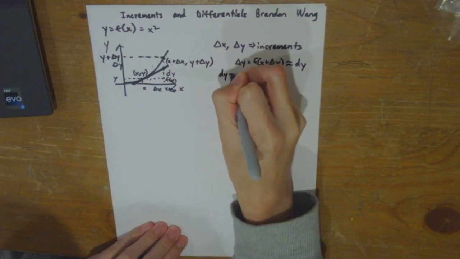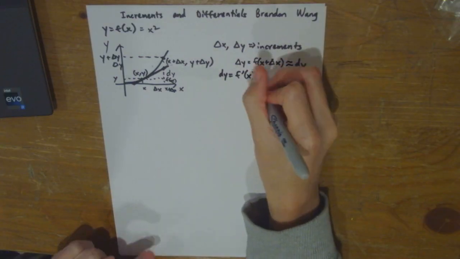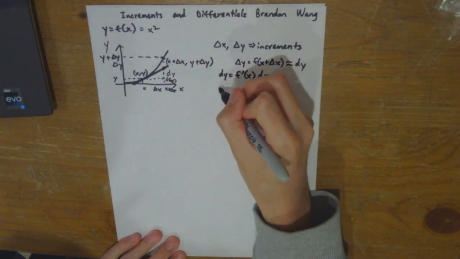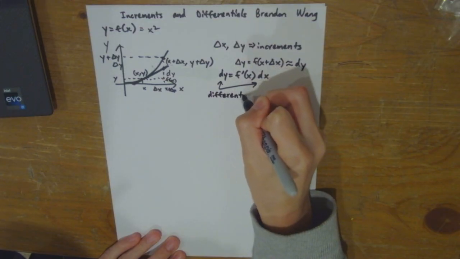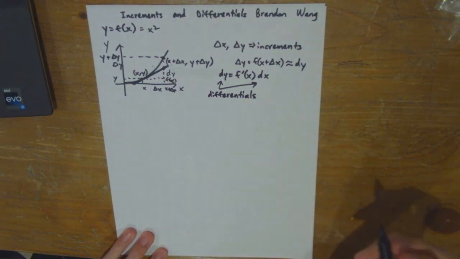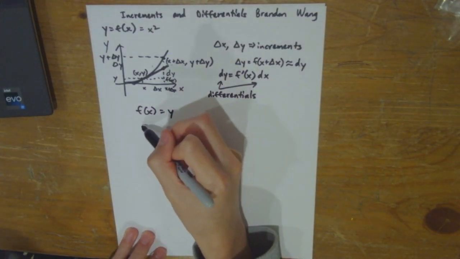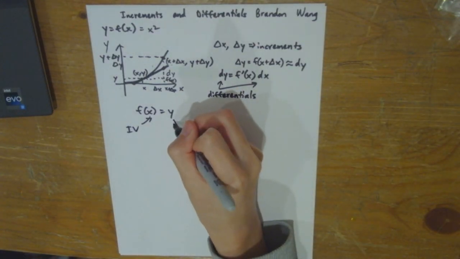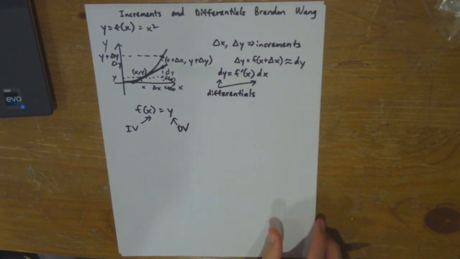And dy just equals the derivative of the function at our original point times the change in x. And this is an equality because these are differentials. These are infinitely small changes in x and y. So also note that in single variable calculus, f of x equals y, you only have a single input, a single independent variable, which gets turned into a single dependent variable. So now let's see how this translates into a function of two variables.